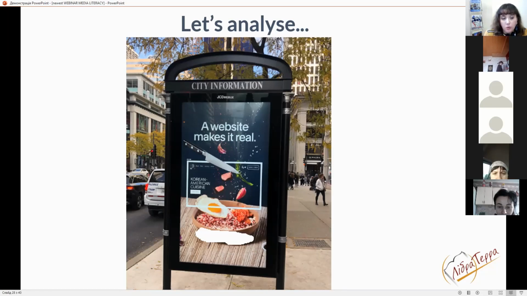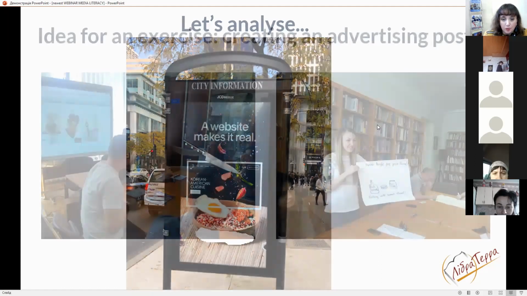You can do the same with any kind of advertising and ask your students to analyze it from different ways. Study the logo even of the company, the slogan, the message you see, the pictures, the colors. It's a very, very interesting topic to discuss.